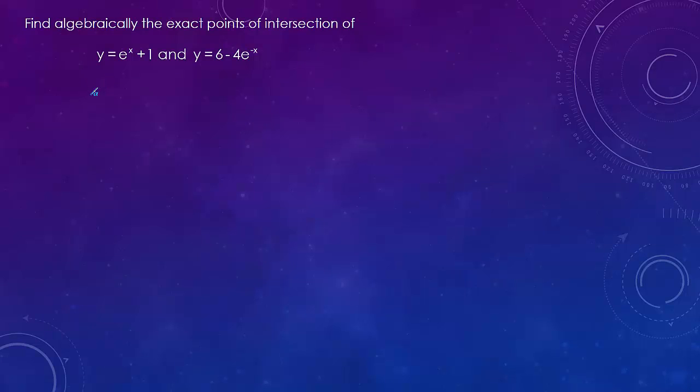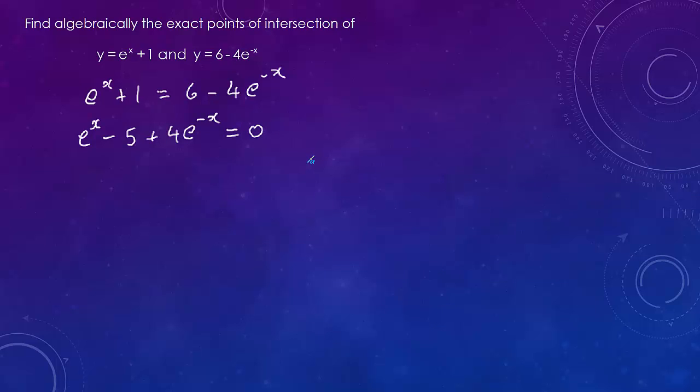Now that's nice because that means I can just do e to the x plus 1 is equal to 6 take away 4e to the negative x. Let's bring everything to one side. So e to the x, take away 6 from both sides, take away 5, add 4e to the negative x would be equal to 0.